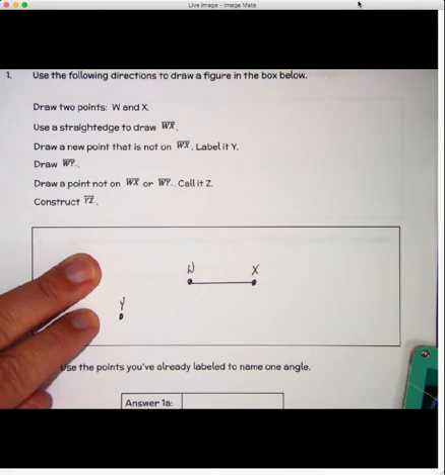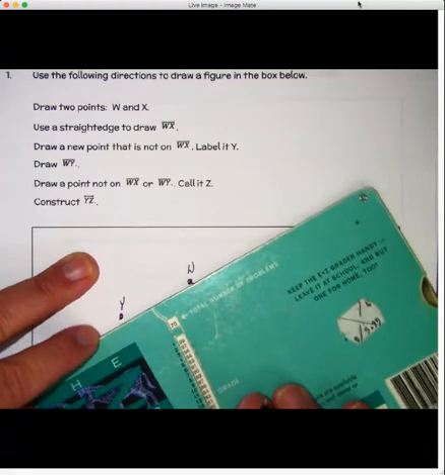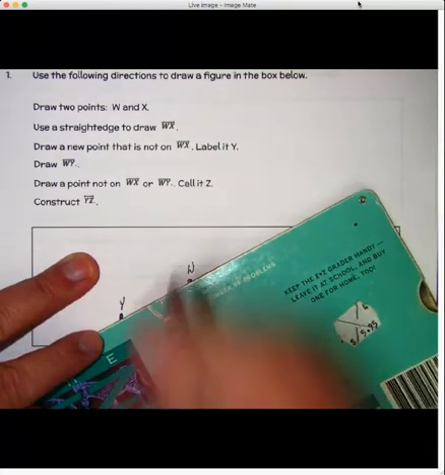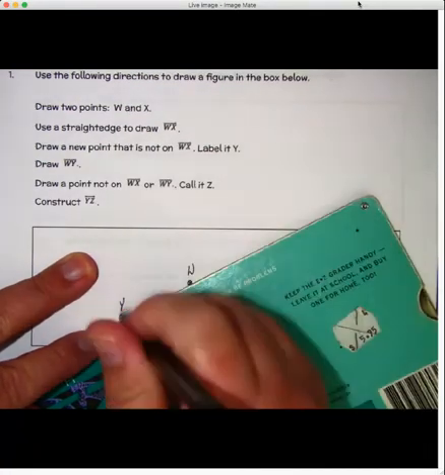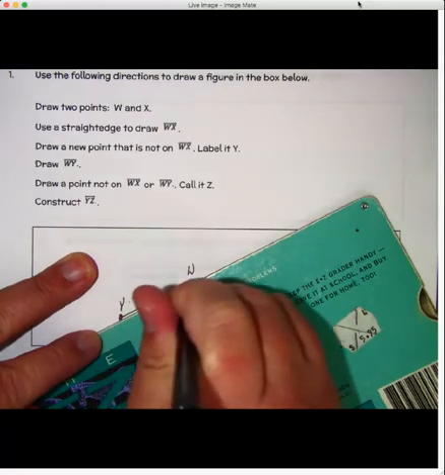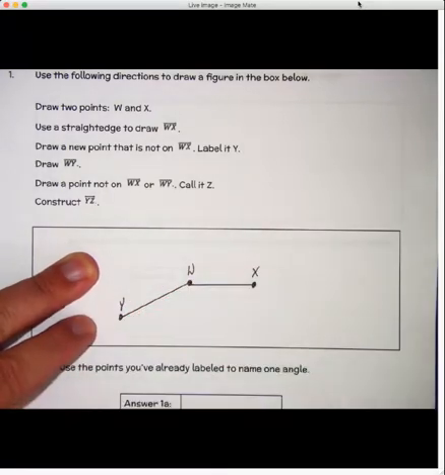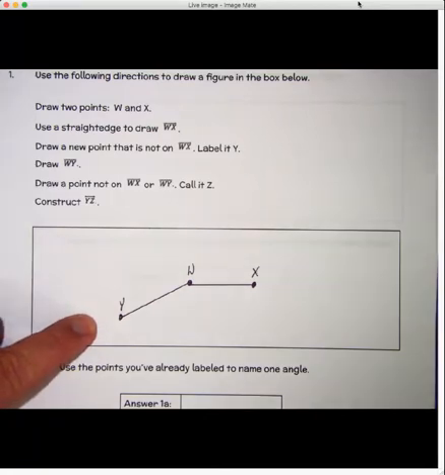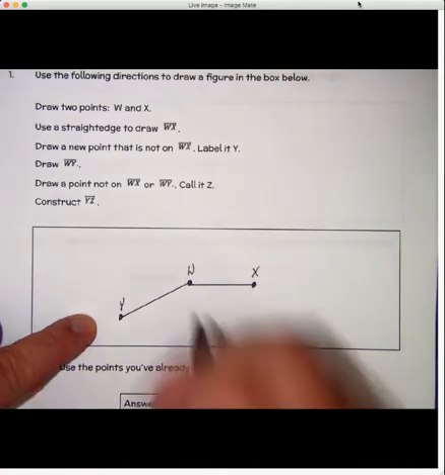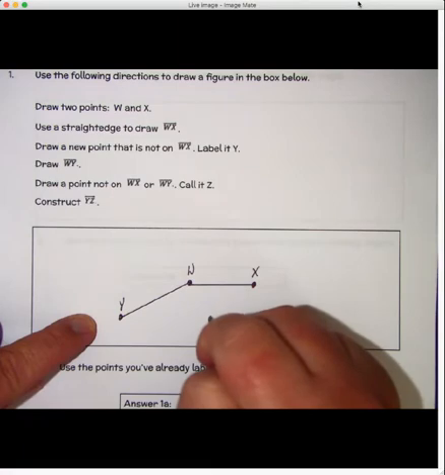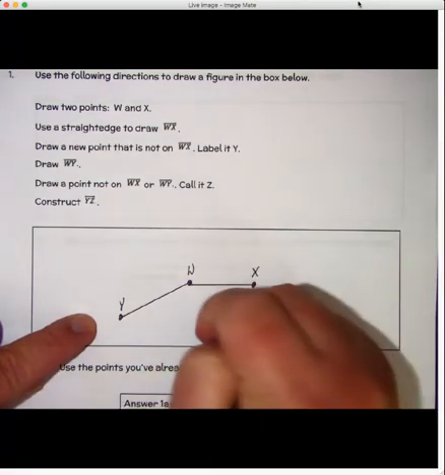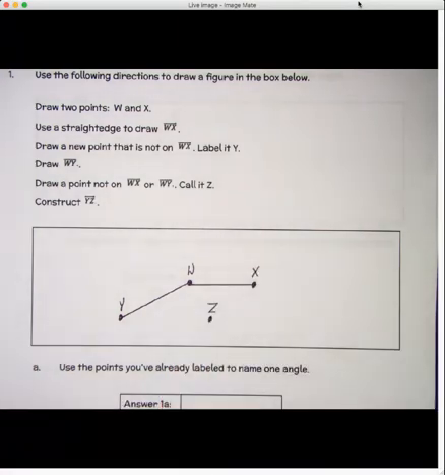Draw WY. Okay, line segment WY. So we're just going to connect the dots like you did when you were in kindergarten. Line segment WY, a line that runs from W to Y. Draw a point not on WX and not on WY. Call it Z. Okay. We'll put a point right there, and we'll call it Z.